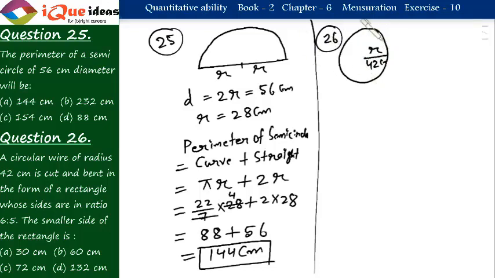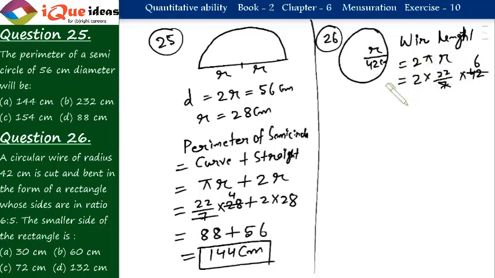So wire length would be equal to the circumference of this circle, that is equal to 2 pi r. Now it is 2 into pi is 22 by 7 into r is 42. So 7 cancels 42 6 times. 22 into 2 is 44. 44 into 6 would be, let's see, 264 centimeter. So the total length of the wire is 264 centimeter.